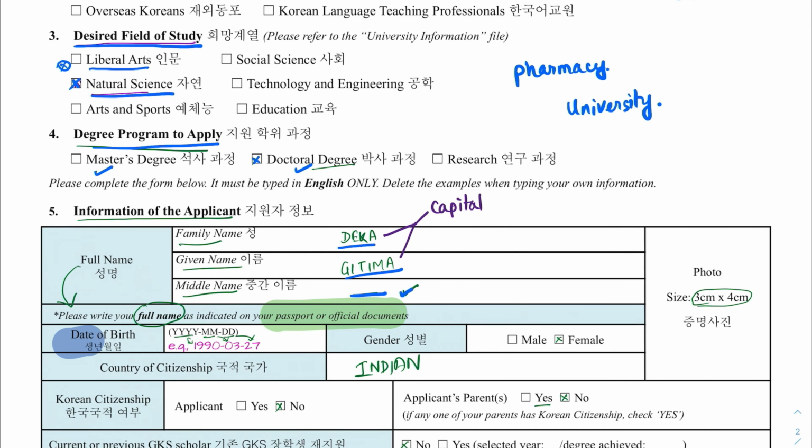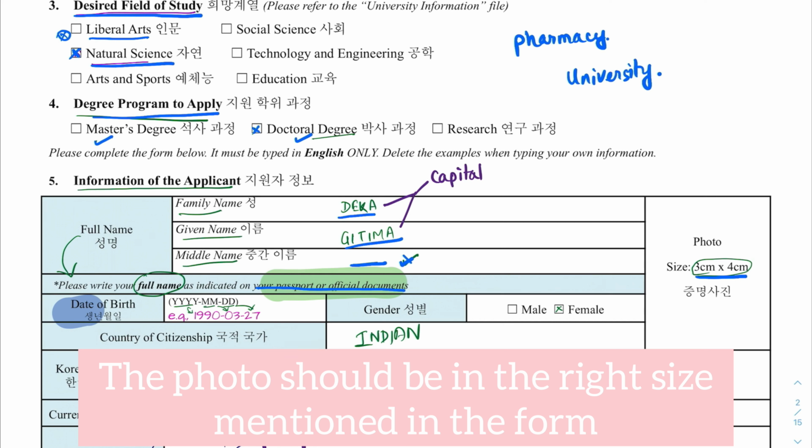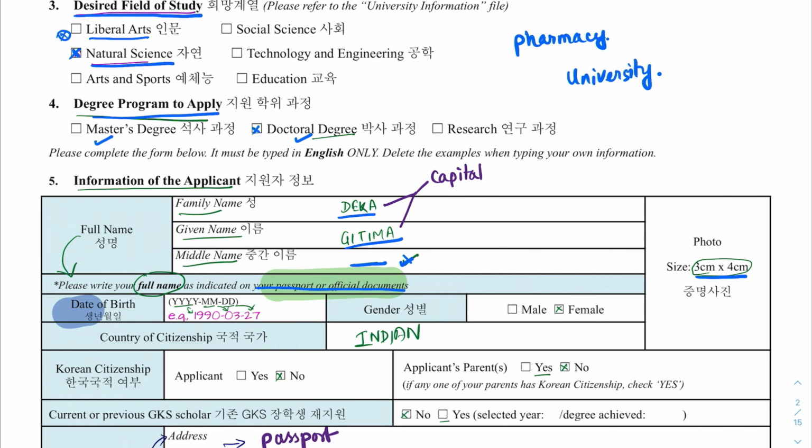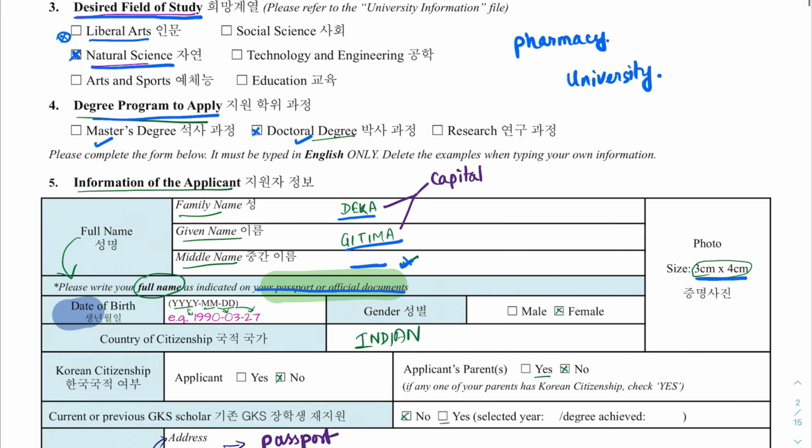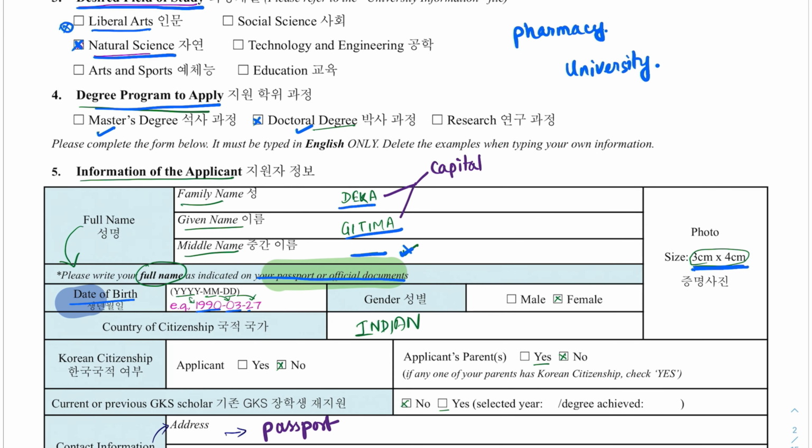You have to write according to the passport name, and you have to give 1 photo. You can print it and paste it, and some people do it by scanning. You can paste it, and after that take a printout of the form. And then you have to write the date of birth. It is mentioned as 1990, 03 and 27. 27 is the day, 03 is the month, and 1990 is the year.